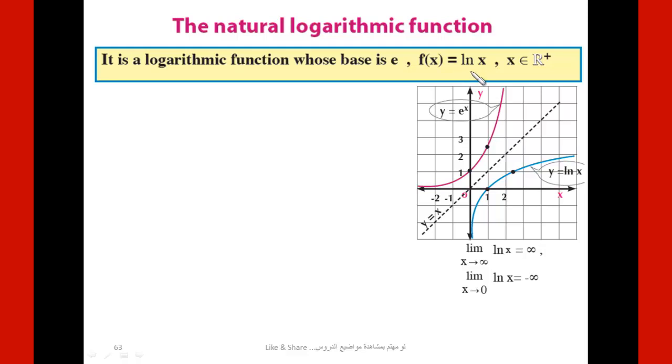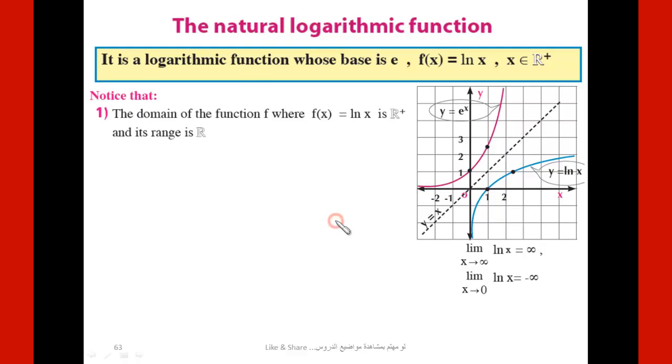We know that the common logarithm has base 10. But when the base is e, we call it the natural logarithmic function. And the domain of the function where f of x equals ln of x is R positive, the open interval from 0 to infinity, and its range is R.